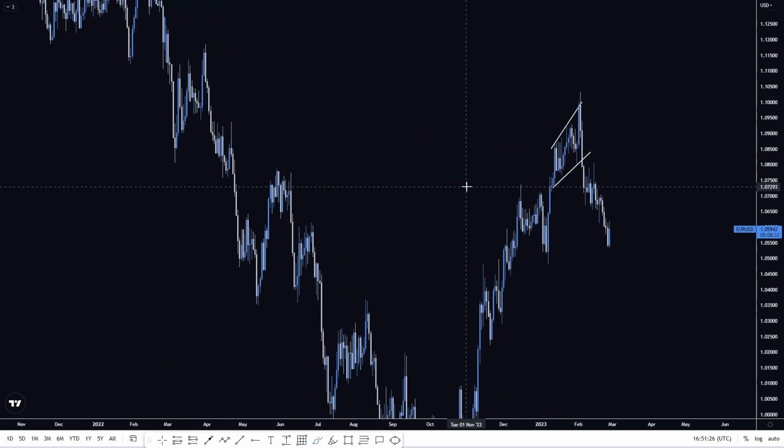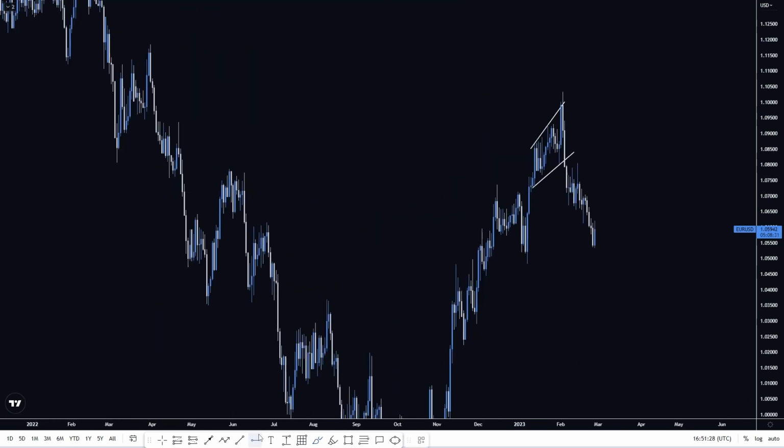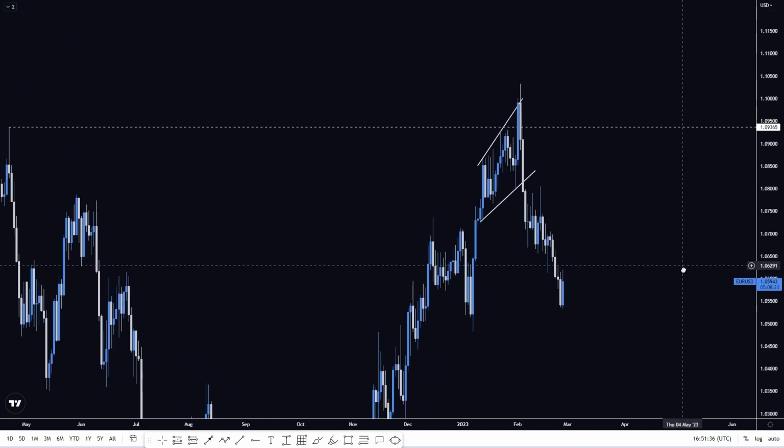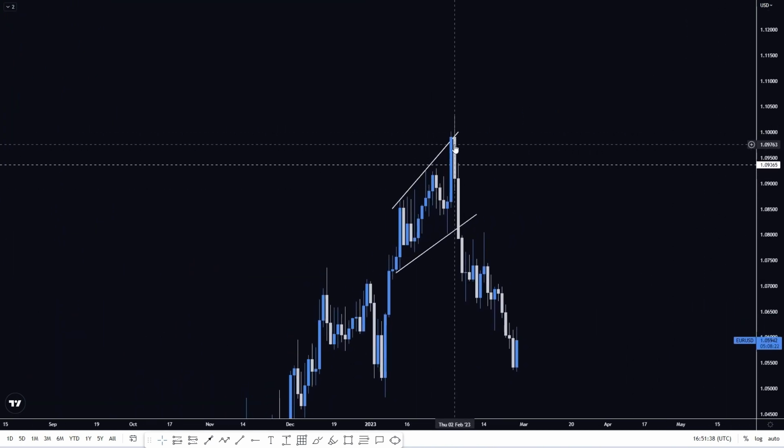Now again, where is the nearest high point which is likely to be swept? And you can see that it's just this swing point in here. Now, if I was looking to trade this, I would be very unsure of whether this is going to be moving to the downside or not if it didn't take out this swing point.